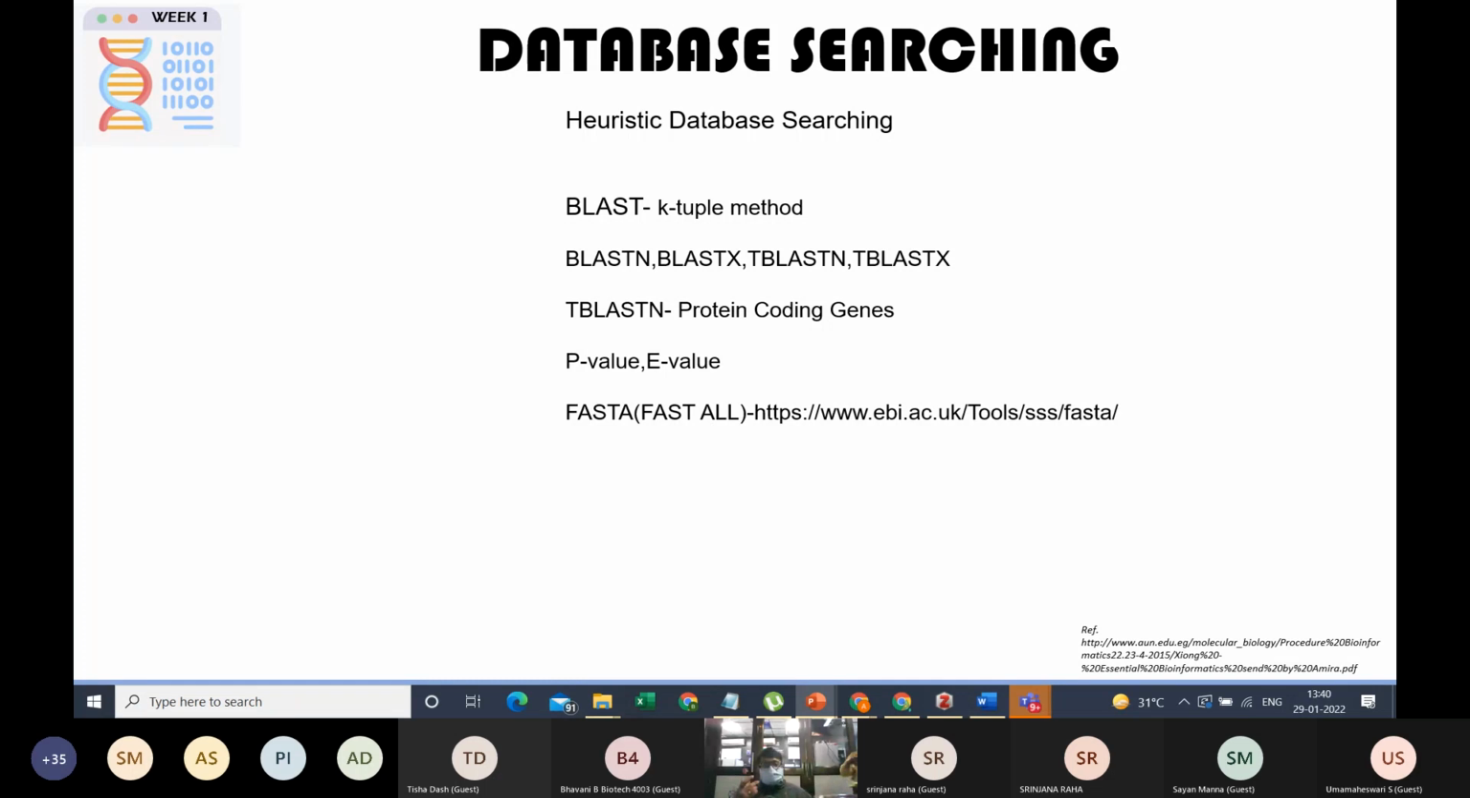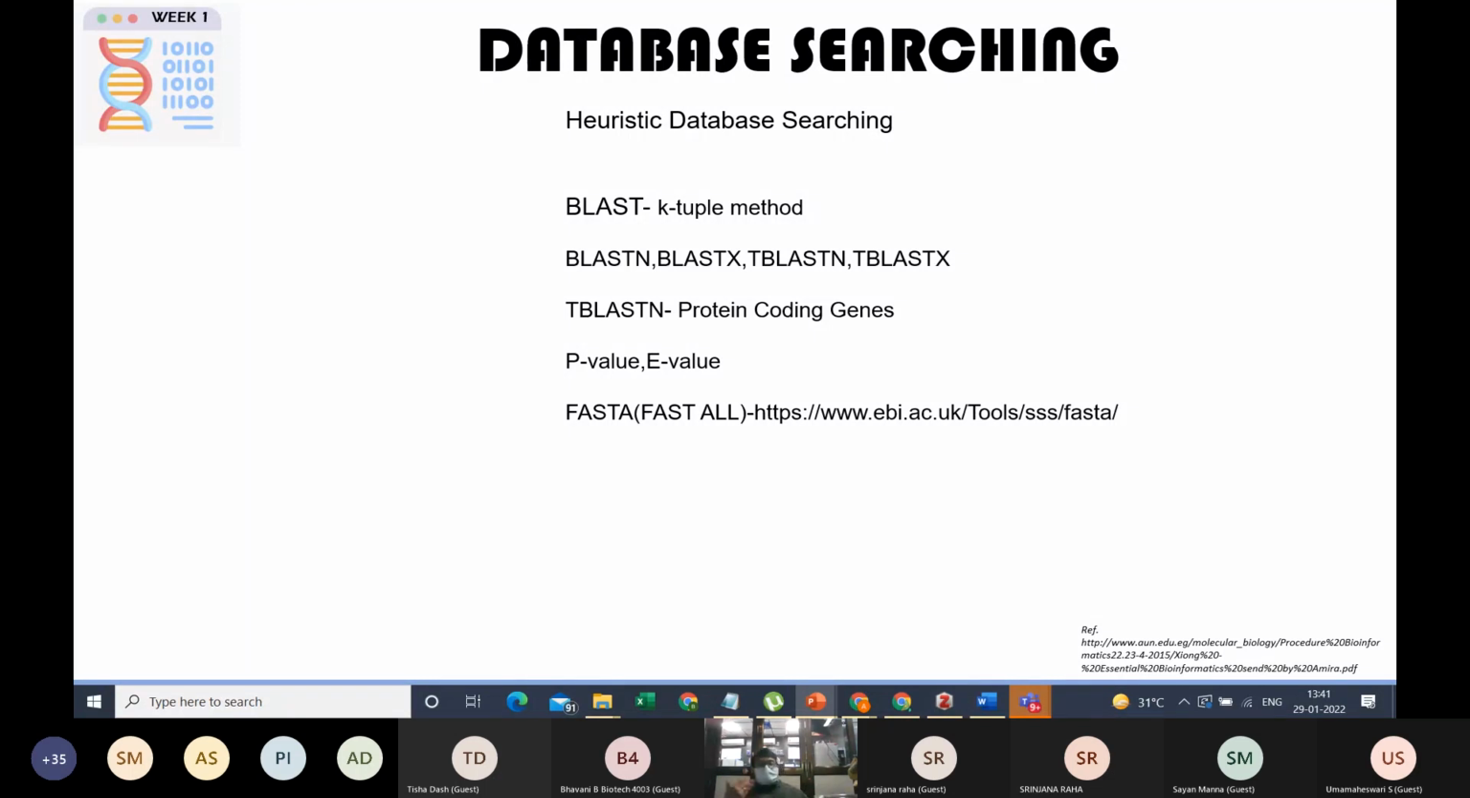where k means the number of words. For BLAST, generally it uses three. It searches three keywords in that sequence and identifies. BLAST also has different types. BLASTN, if you want to perform nucleotide searches. BLASTX is if you want to translate the nucleotide sequences and search them against a protein database. BLASTP is for comparing two protein sequences.